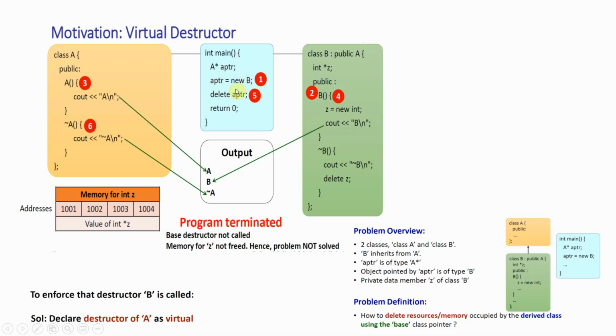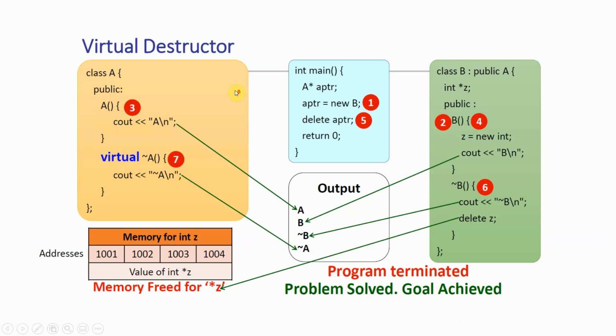Can you guess what the solution is? Yeah, just like adding a virtual keyword before the destructor. This is called a virtual destructor. So once this happens, the constructor part is similar, 1, 2, 3, and then 4. So it prints A and B.